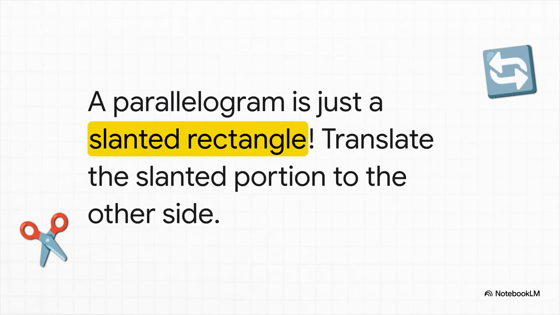And you know, if you ever freeze up and forget the formula for a parallelogram, just remember this really logical transformation. A parallelogram is basically just a slanted rectangle. Think about it. If you visually cut off the slanted triangle portion from one side and slide it over to the other side, boom, it forms a perfect rectangle.